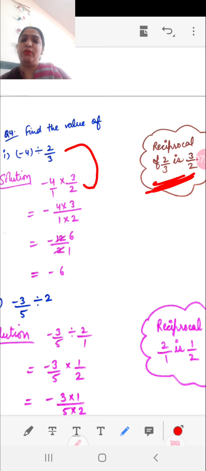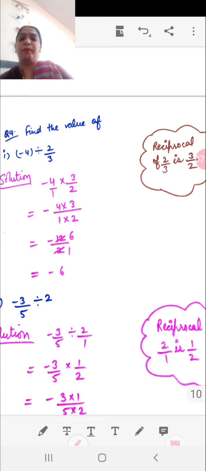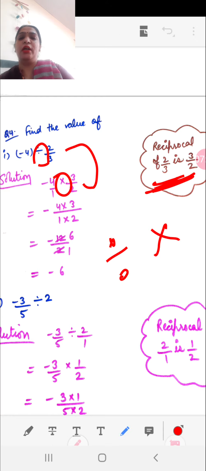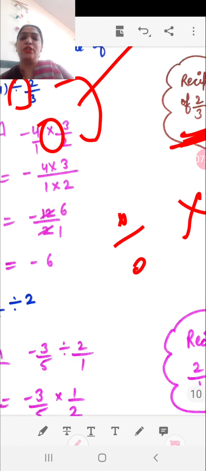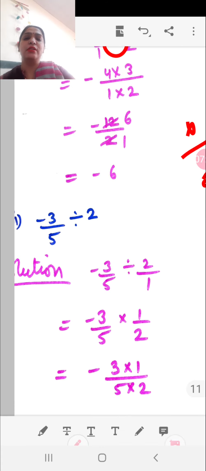So the reciprocal, it will become 3 upon 2 and divide symbol change to multiply. This is very important. Divide symbol change to multiply and the reciprocal of the next number. These two steps you have to follow. Then it will become minus 4 into minus 3, that is minus 12 upon 2, and when we are converting into lowest term, it will become minus 6 upon 1, that is minus 6.